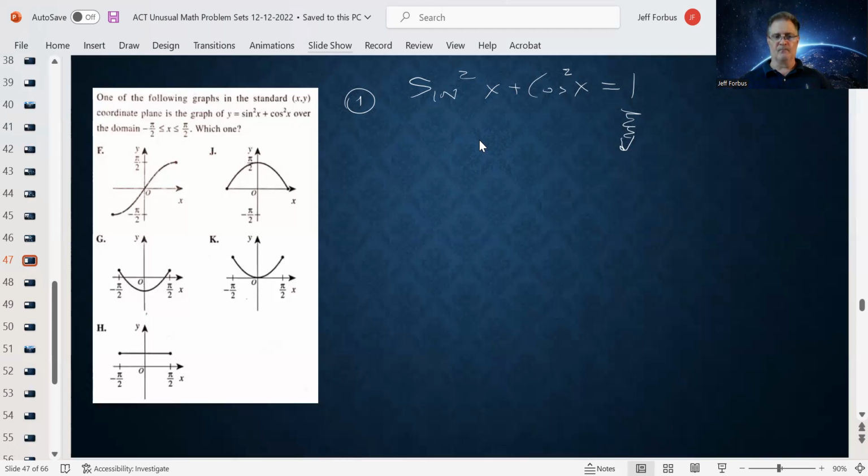Now, which one of these graphs gives you a y value of 1 from -π/2 to π/2? Well, the only one that does that is answer choice H. Now, for some of you, you perhaps have never seen this identity, sine squared x plus cosine squared x is equal to 1. Most people aren't introduced to this identity until you get into your pre-cal class. So I can't really say this is a real fair question, but it was there. So make sure you memorize this identity, okay?